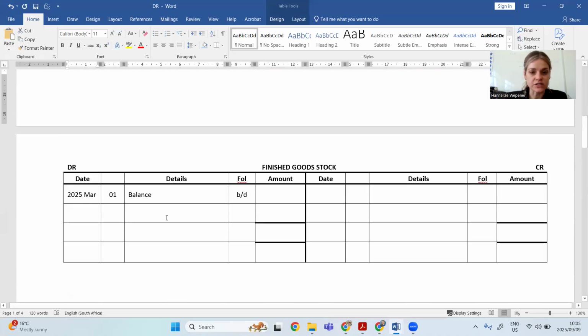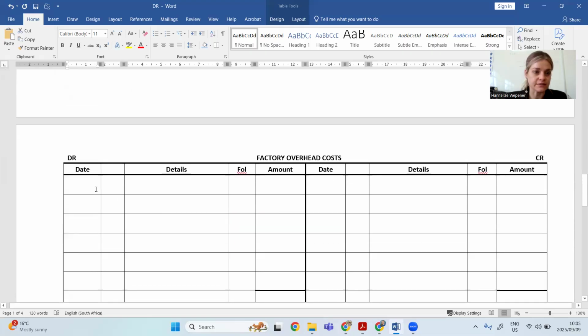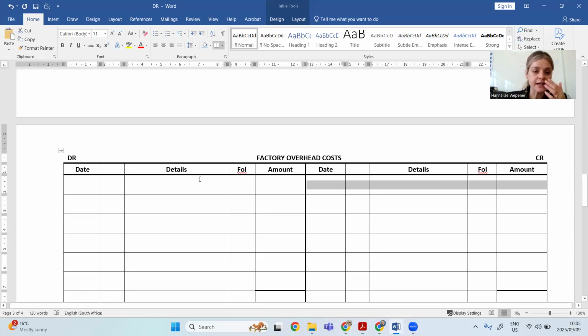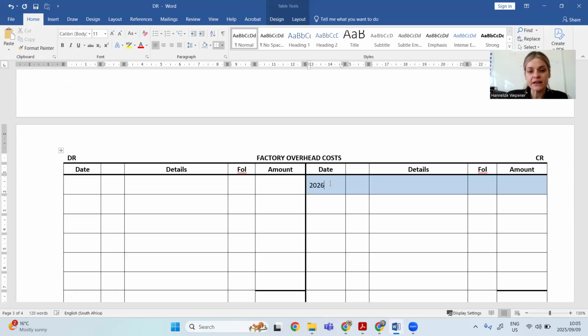So factory overhead costs also has its own T account over here. Okay, so factory overhead costs. So you are going to calculate all of your factory overhead costs, and then by the end of the period, you are going to say, all of this was needed to get the work in progress done.